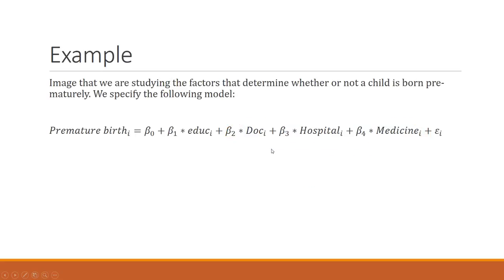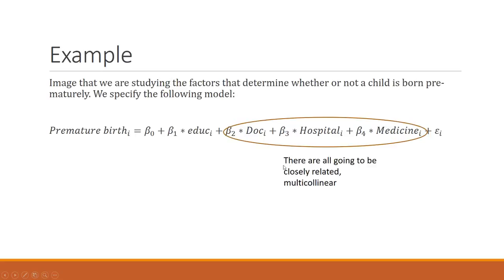Well, we can look at these three variables and say, actually, these are probably going to be very closely related. There'll probably be a high level of multicollinearity between these variables. Because if you have access to a doctor, then you probably have access to a hospital, which means you probably have access to medicine. If you have access to a hospital, you almost certainly have access to a doctor and to medicine. So these are going to be highly multicollinear.